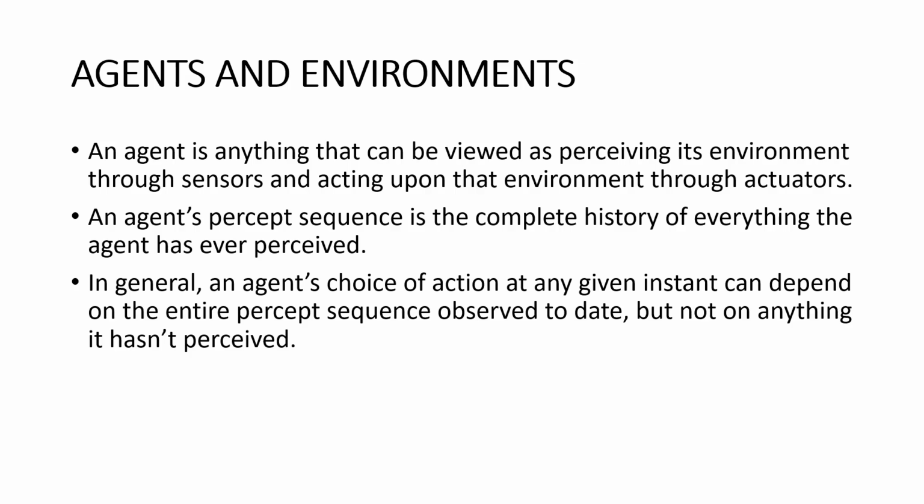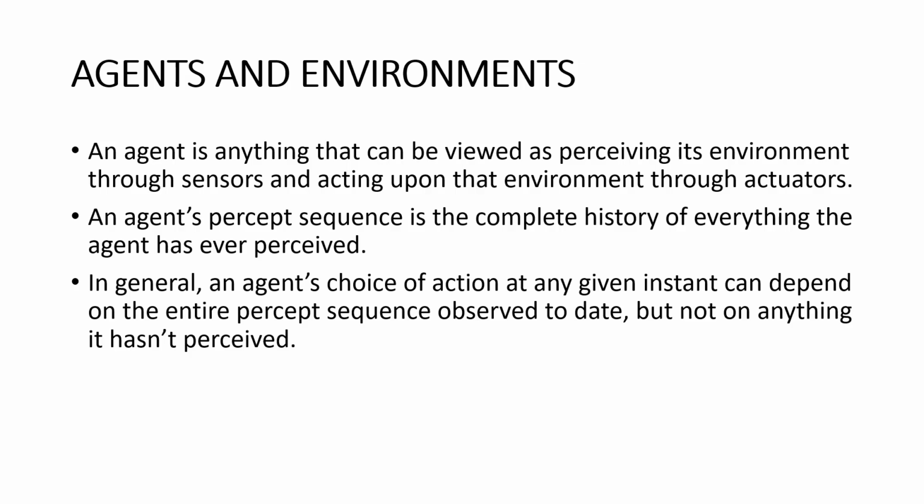The percept means what the agent senses at one moment. An agent's percept sequence is the complete history of everything the agent has ever perceived. So that means the percept sequence is the memory of all perceptions till now. In general, an agent's choice of action at any given instant can depend on the entire percept sequence observed to date, but not on anything it hasn't perceived. So that means an agent cannot guess. It only uses what it has sensed. Agents act rationally based only on percepts, not hidden information.